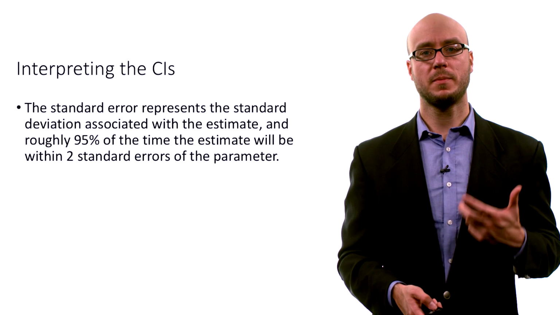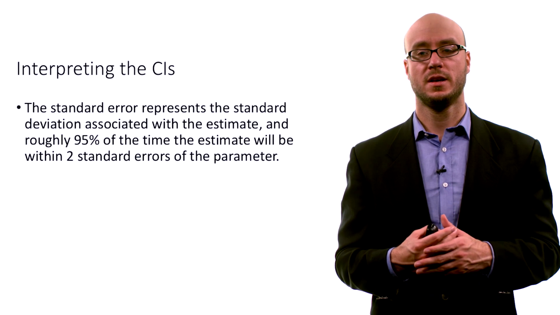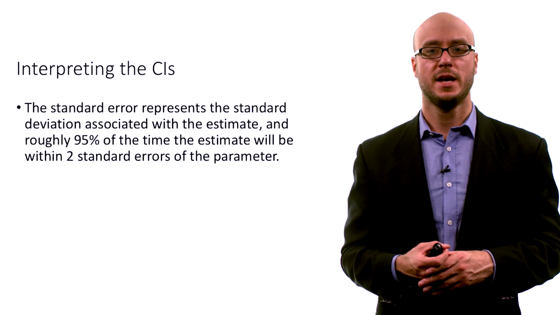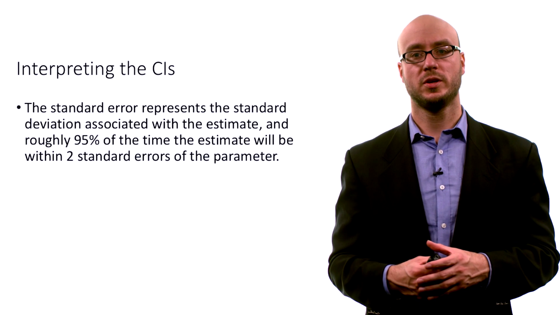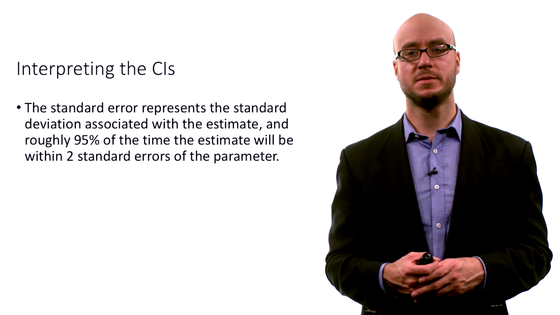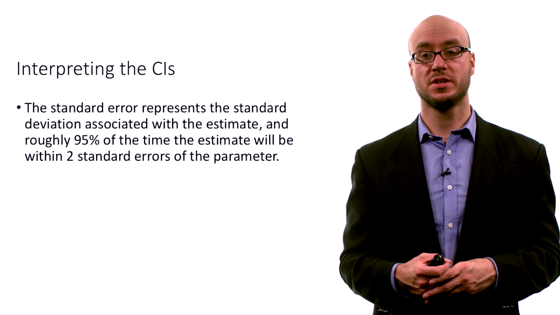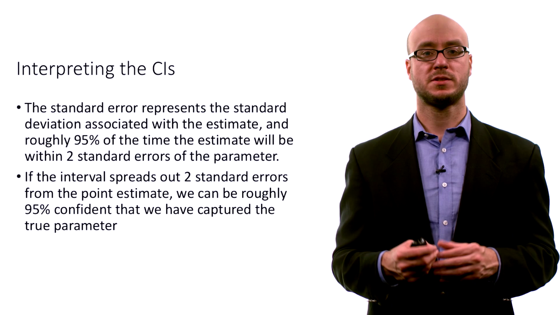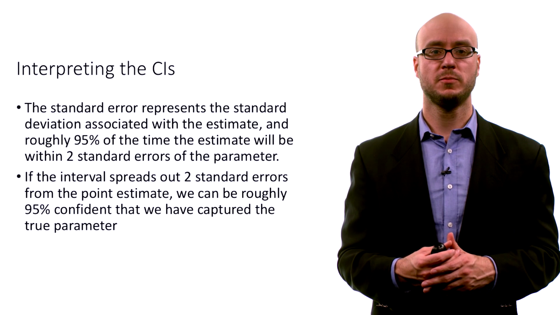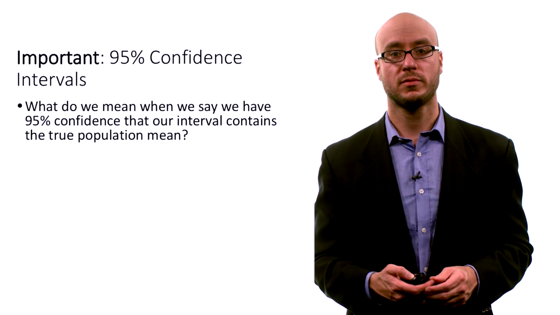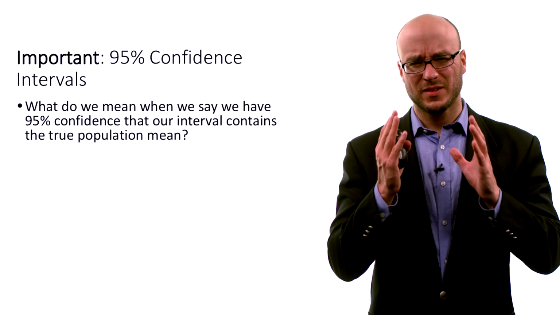The standard error represents a standard deviation associated with the estimate in terms of the sampling distribution. And so with an interval estimate, we will know that roughly 95% of the time the estimate is going to be within 2 standard deviations of this unobserved population parameter. So if the interval spreads out 2 standard errors from the point estimate, we could be roughly 95% confident that we have captured the true population parameter. So this is very important.